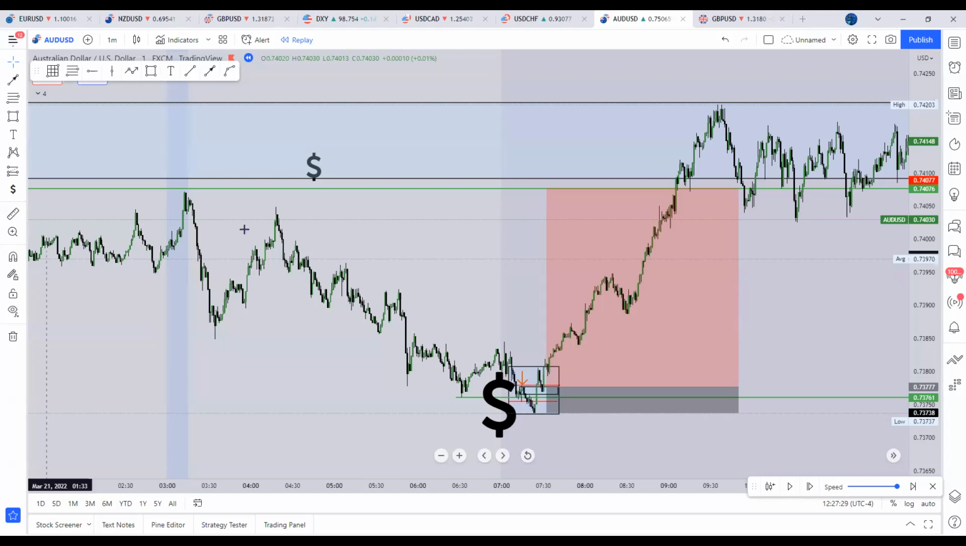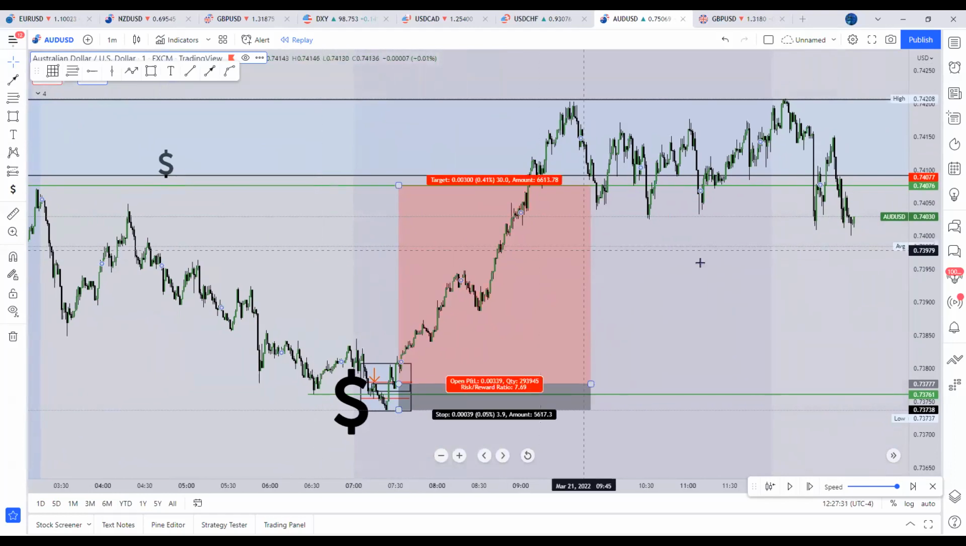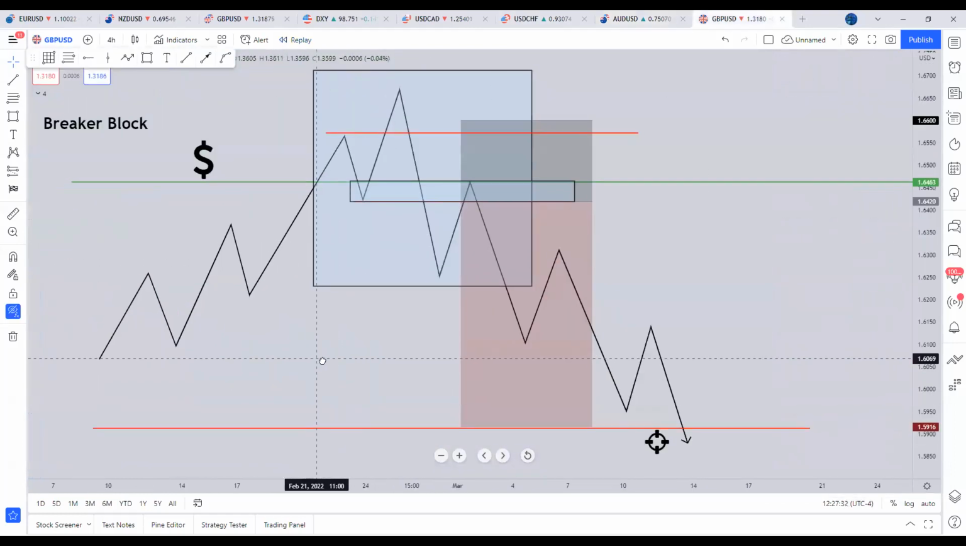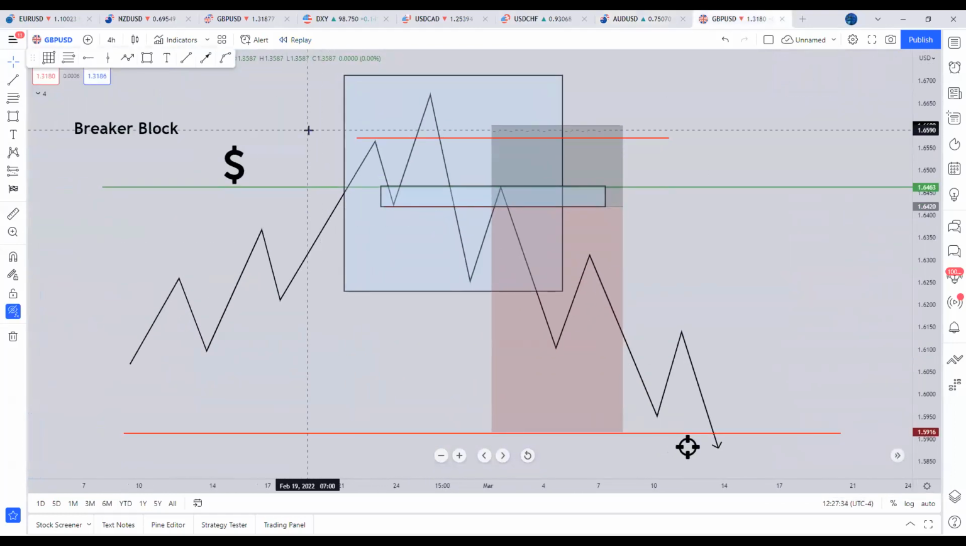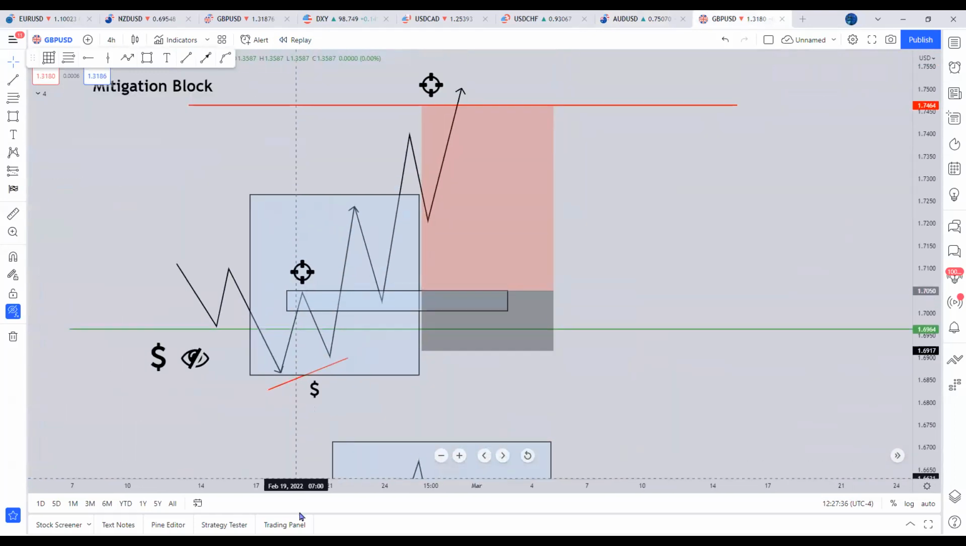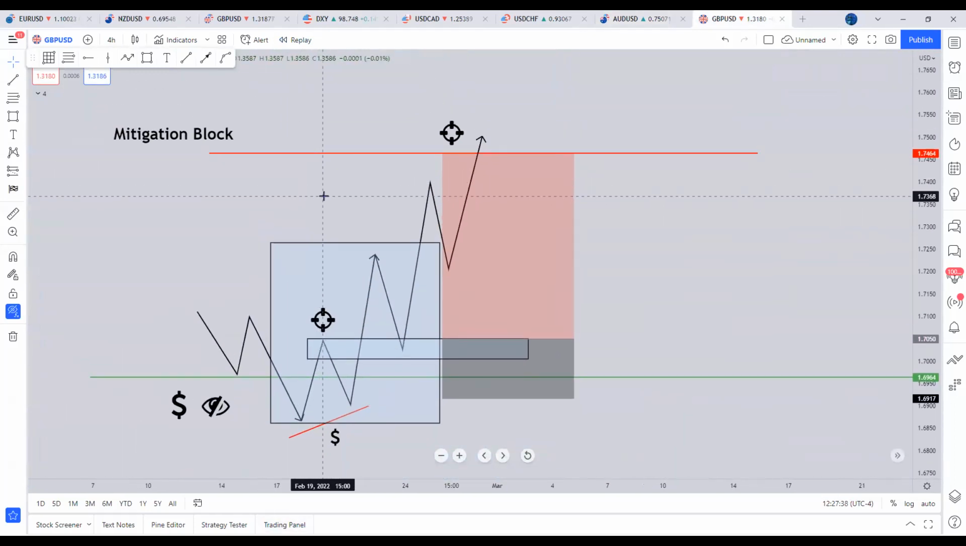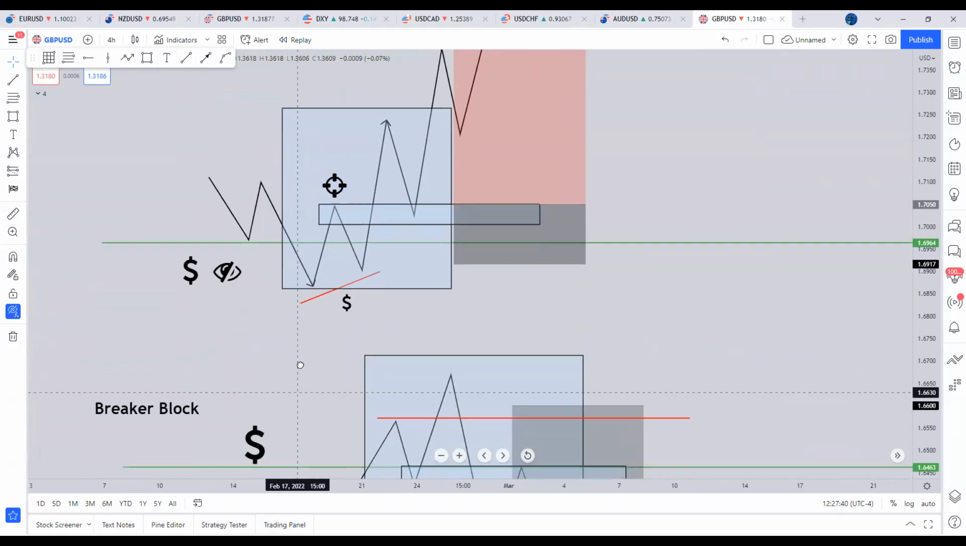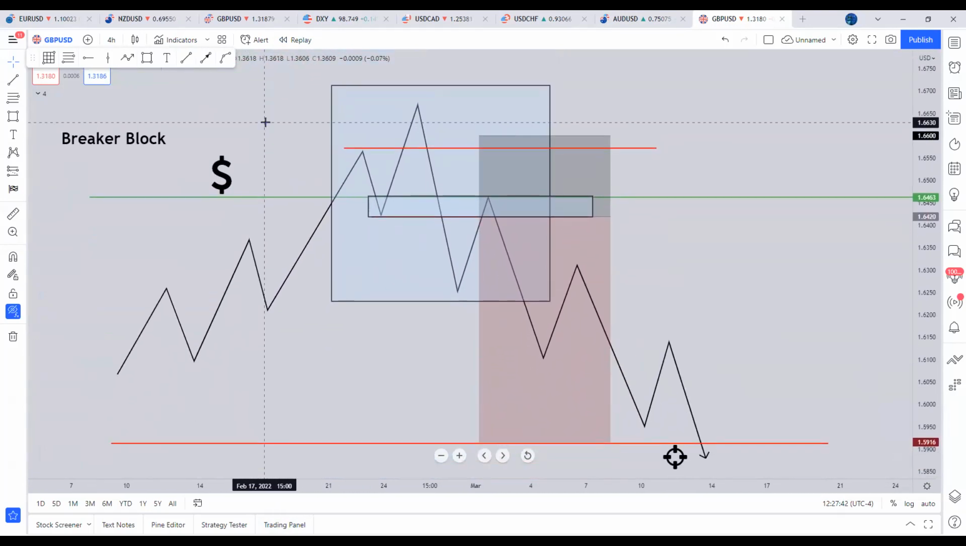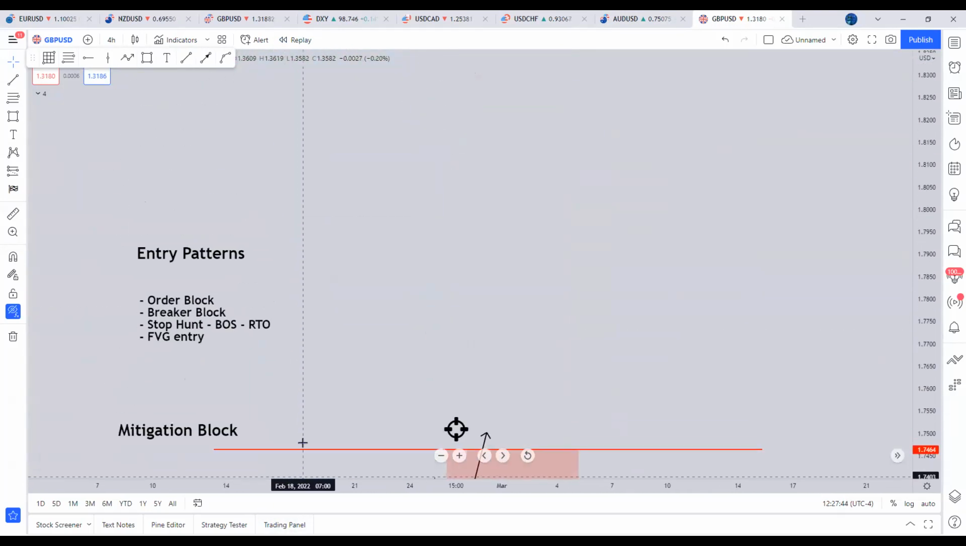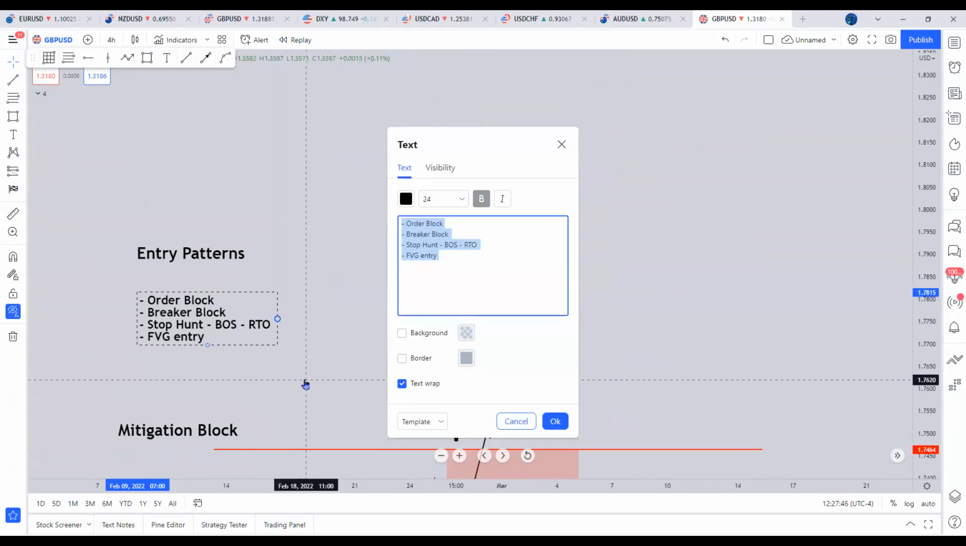So, that is the breaker block. Very simple, very straightforward. Everybody understands the mitigation block. Everybody understands the breaker block. Now we move on to the order block.